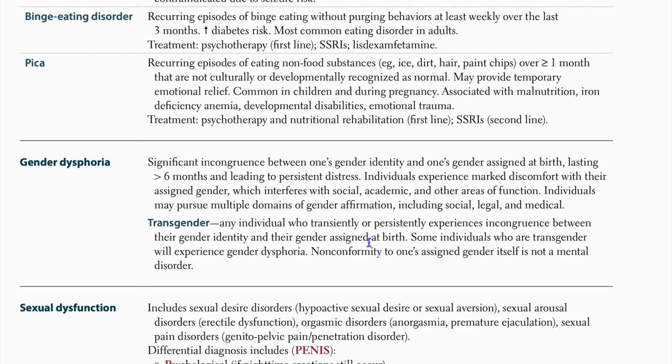And then there's transgender: any individual who transiently or persistently experiences incongruence between their gender identity and their gender assigned at birth. Some individuals who are transgender will experience gender dysphoria. Non-conformity to one's assigned gender itself is not a mental disorder, right? So that's important.